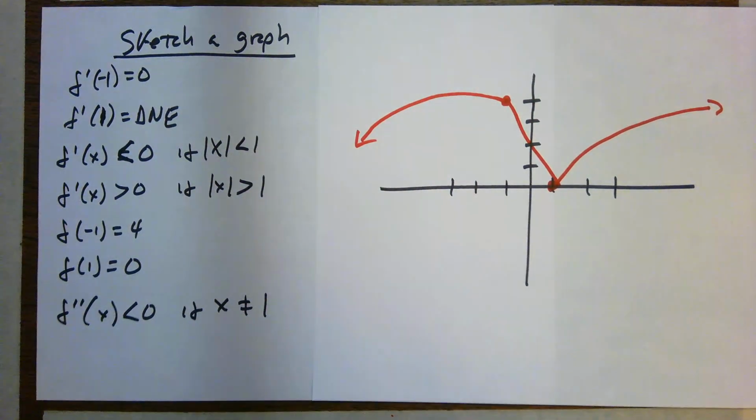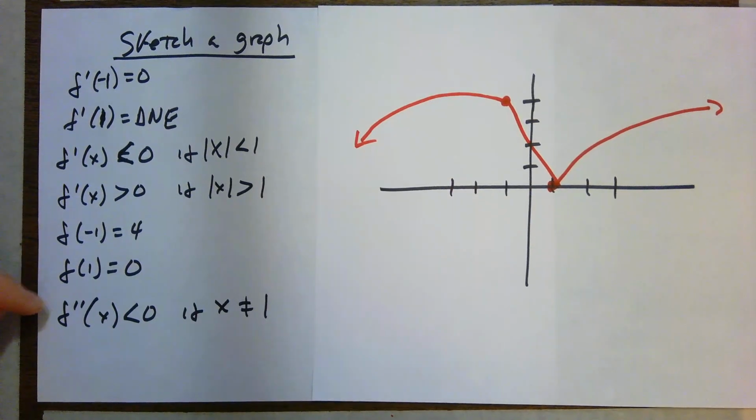So just being able to read the second derivative tests and know the concavity here, that it had to be concave down on either side of 1 and -1.